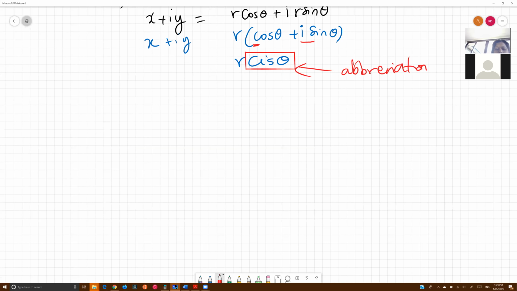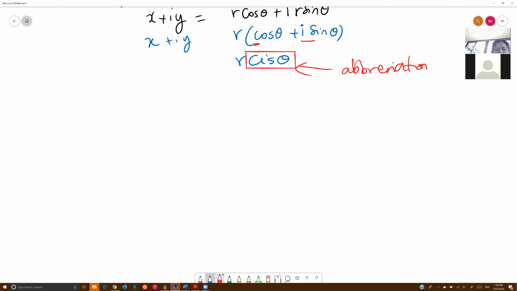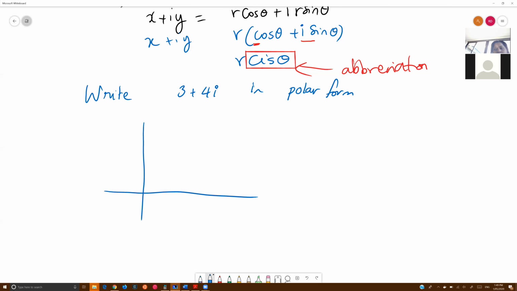Okay, so now let's say I had to write 3 plus 4i in polar form. Okay, so always sketch, because it gives you an idea of what the angle should be. So this is the angle we're looking at, and that's the distance. So the first thing you want to do is work out the modulus. So for 3 plus 4i, the modulus is 3 squared plus 4 squared, square rooted. So that gives you 5. So our r is 5.